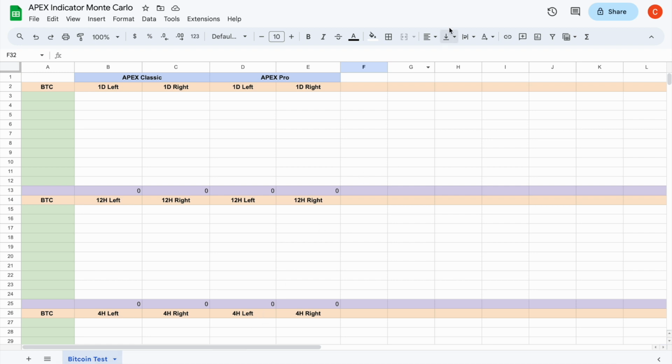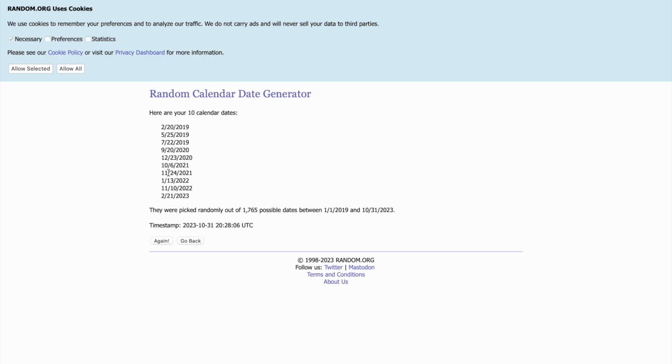So I'm going to get right started. What I'm going to do here is just go ahead and click this. This is my 10 dates. Go ahead and click again. And these are my 10 dates that I'm going to work with. This is the daily time frame. So first up is March. These are also in order, so that kind of helps me.